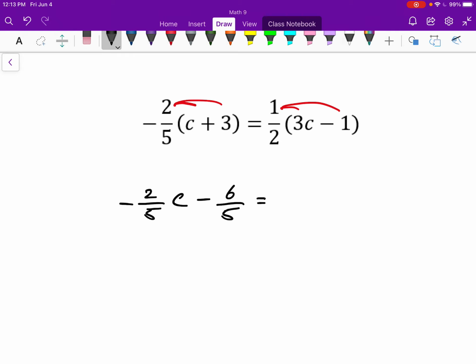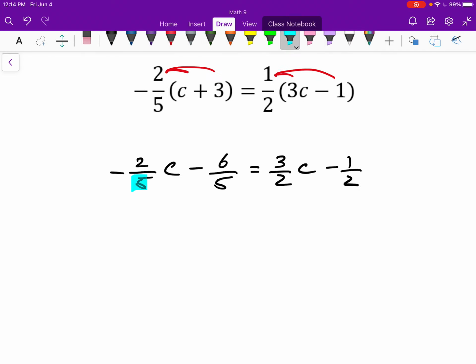On the other side, 1/2 times 3c, 1/2 times 3 is 3 over 2, so 1/2 times 3c is 3 over 2c. And then I have 1/2 times negative 1, which is negative 1/2. So if I choose to distribute those right away, I have a whole bunch of fractions, but now I can get rid of all those fractions because the lowest common denominator of 5 and 2 is 10. So I'm going to multiply everything by 10.